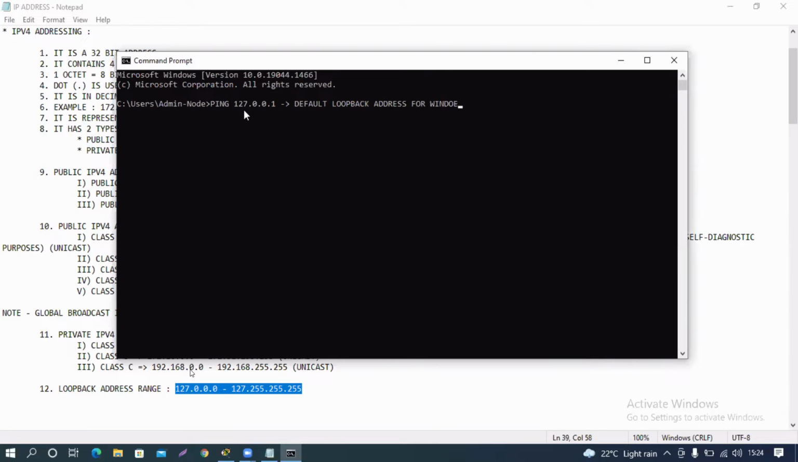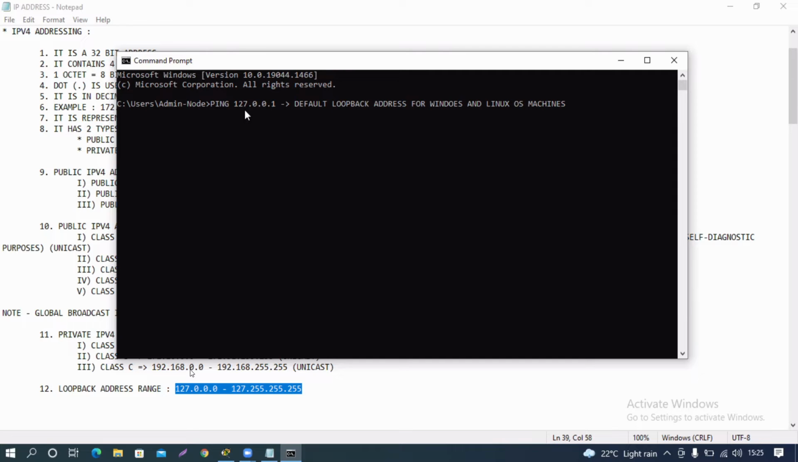for Windows and Linux operating system, OS machines. These are considered loopback addresses. 127.0.0.1 is considered the default loopback address in Windows operating system as well as in Linux operating system. And this address we can use in order to verify.